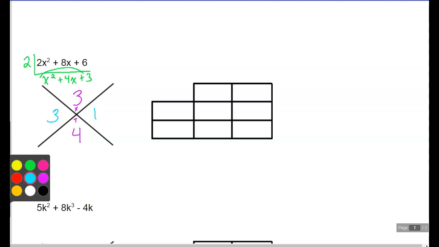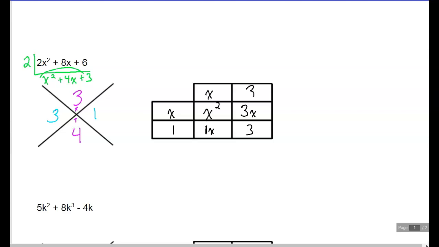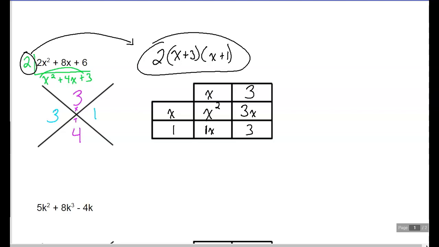Now I'm ready to find my solution. The rest is the same as what we've been doing, so nothing new here. I'm going to have x squared there. I'm going to have 3x there, 1x there, or just x, and then 3 there. I'm going to take an x out. Nothing comes out of this one, so it's a 1, an x out here, and a 3 out here. So your final answer is 2 times x plus 3 times x plus 1. But once again, don't forget, if you take a GCF out, it has to go in front of your answer. So that is your final answer.